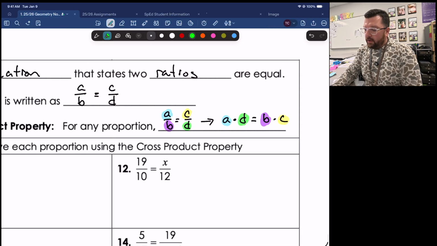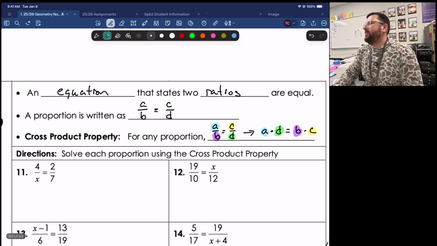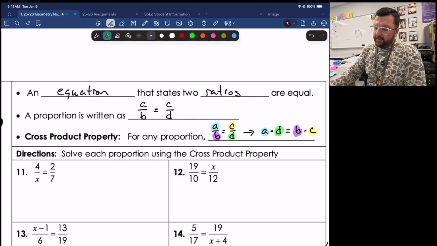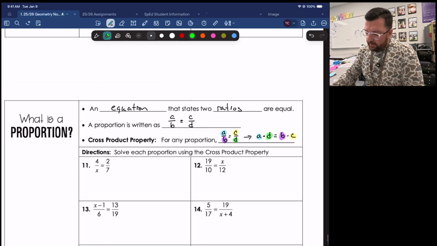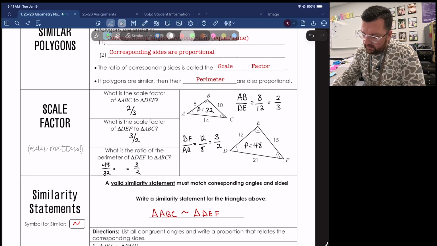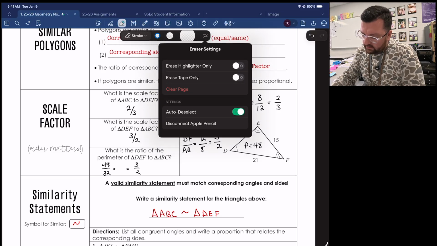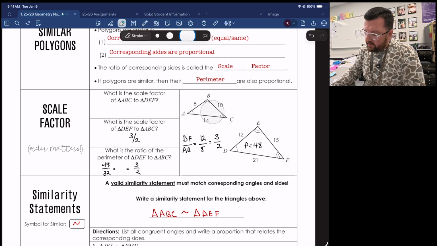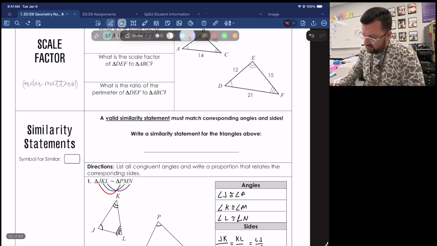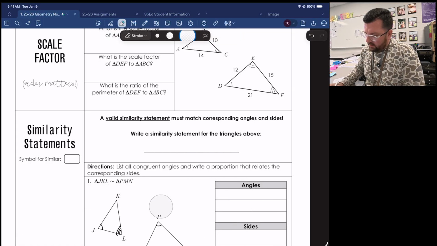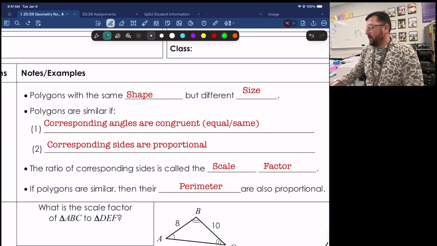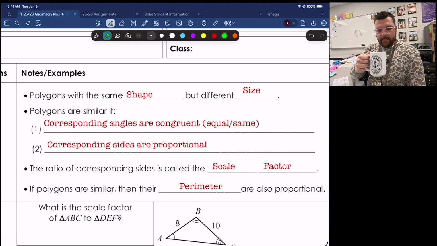Now I'm not going to do any of the cross product stuff today because I think it'll show up tomorrow. I will have a video for that tomorrow. You can go from there. Let's go to the note page that says similar polygons. I do have those already typed up, so I'm going to erase these notes here and let you type what you see here. We'll come back in a second and talk about those.